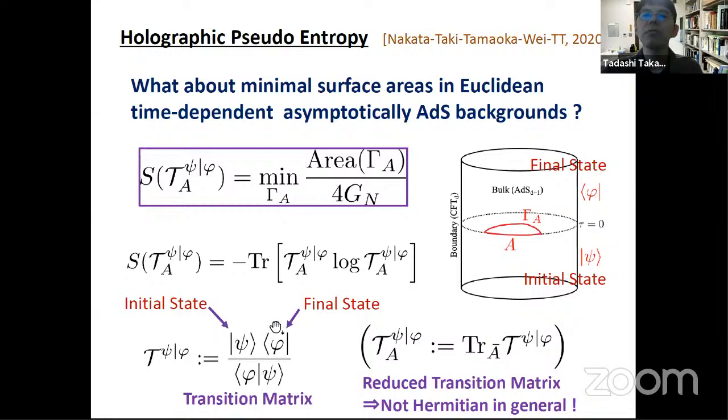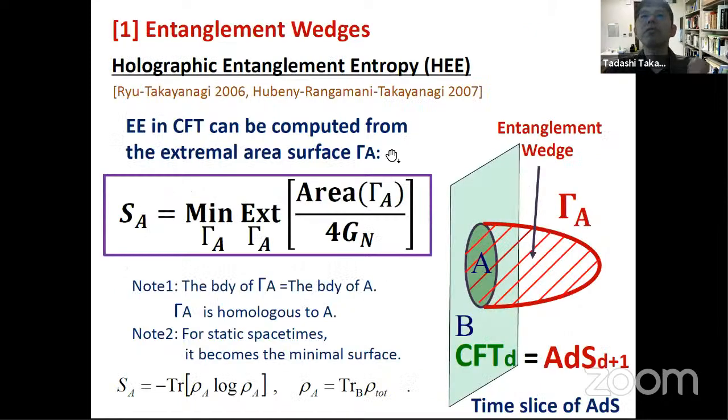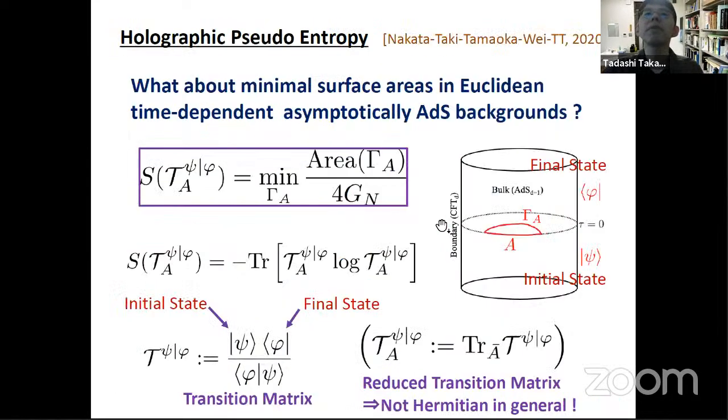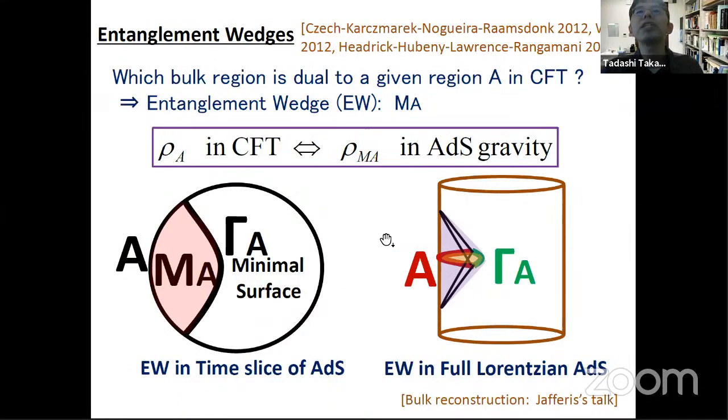The transition matrix is kind of combining the initial state and final state, and tracing out some region. Right? And then we can easily derive this formula by using the replica trick, as in the Lewkowycz-Maldacena derivation of the standard holographic entanglement entropy. But anyway, here I would like to talk about entanglement wedges.